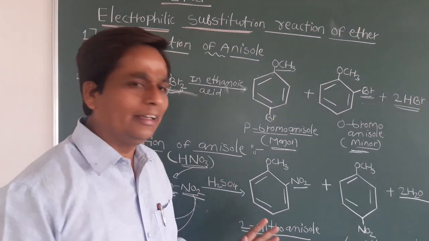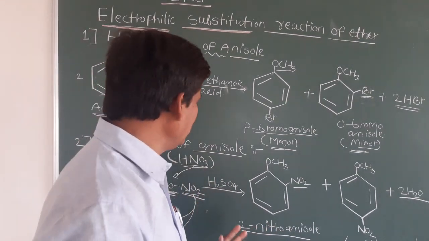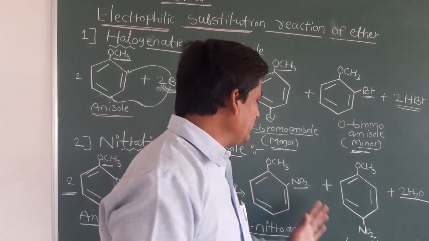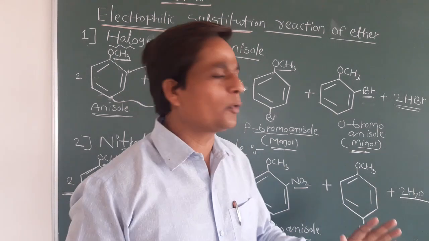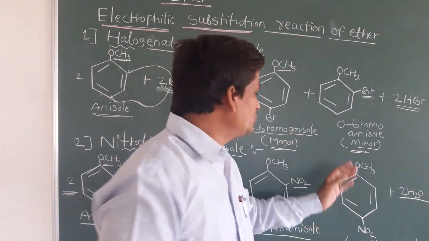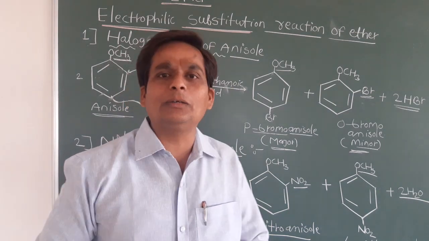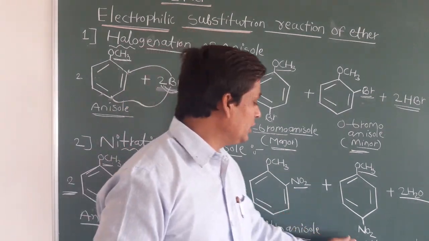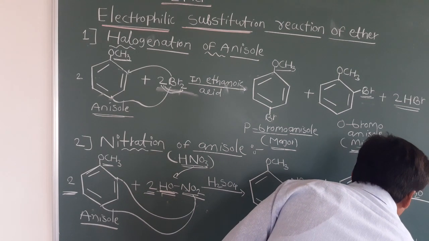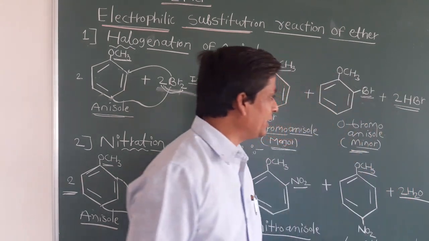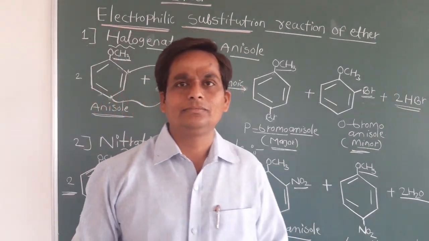Now clear, everybody? So that is how anisole undergoes the nitration reaction, and we get 2-nitroanisole and 4-nitroanisole. Here 4-nitroanisole is the major product. Here also the same reason: the OCH3, the methoxy group, is an activating group which can activate the benzene ring. That's why we get 4-nitroanisole as the major product. Now clear, students? Okay, now we will discuss the next reaction.